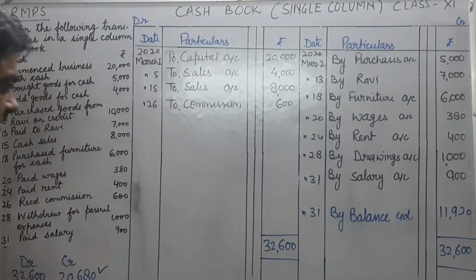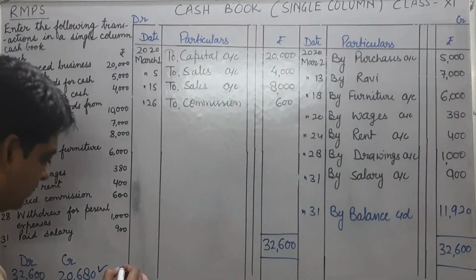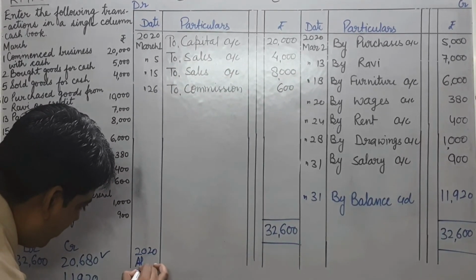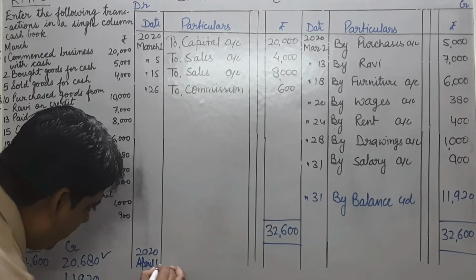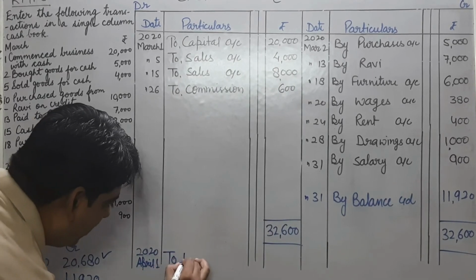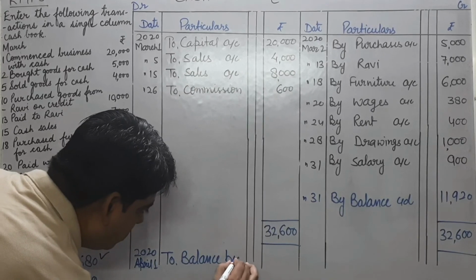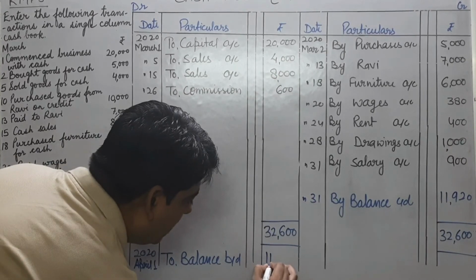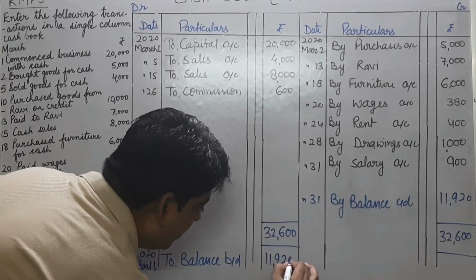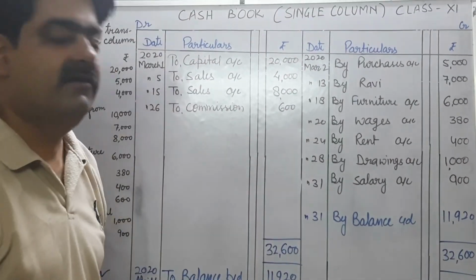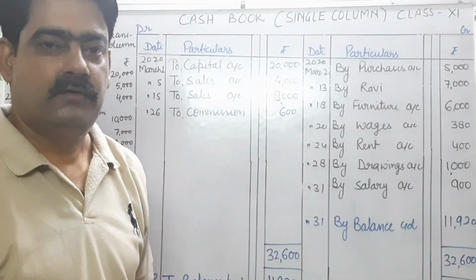This balance will be transferred to next month, 2020. Next month is April 1, and this will be the opening balance on April 1, to balance brought down, 11,920. So look, like this we will do balancing of single column cash book. Thank you.